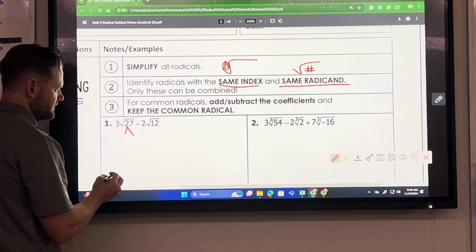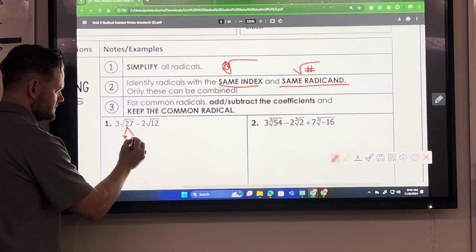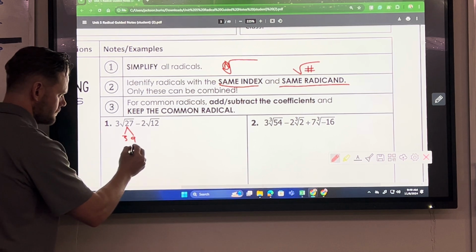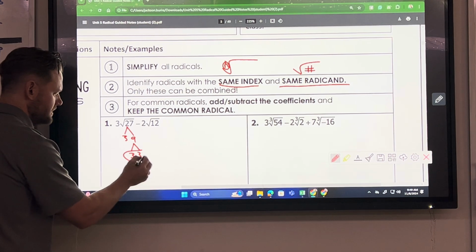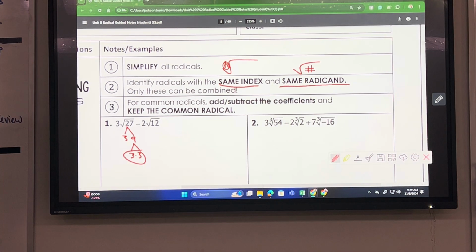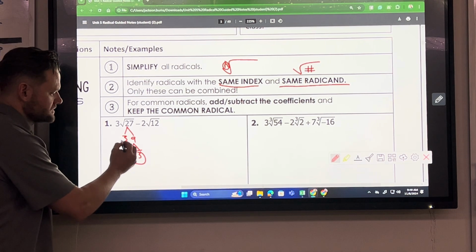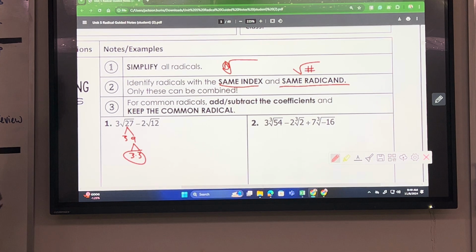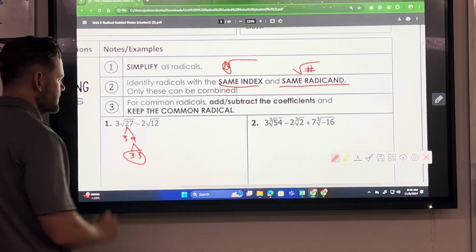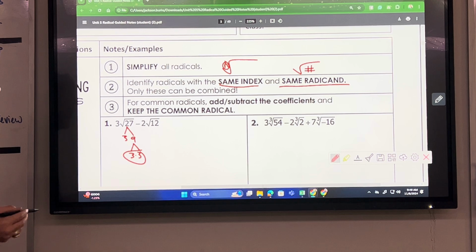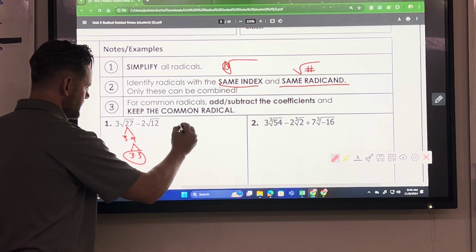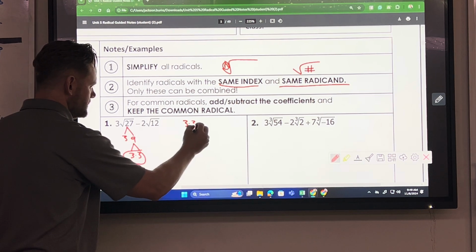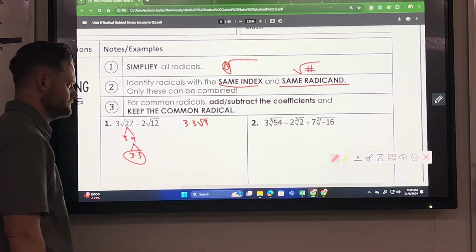So I can start simplifying 27. Well, I know that's 3 times 9. I know 9 is 3 times 3. It's a square root. So I can take out in groups of 3. So I'm going to get a square root of 3, a radicand of 3 here, right? So I'm going to need to make my square root of 12 have a radicand of 3. So this term becomes 3 times 3 times the square root of 3, right?